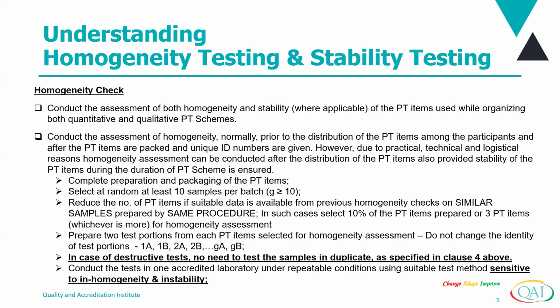Now, in the case of textile material, we have to cut the portion from the center of that textile material, and it can be categorized like 1A, 1B, 2A, 2B. So 5 pieces of the items are sufficient, which in other words could be 2 into 5 as a duplicate, or 5 into 2 as a duplicate. 5 PT items are sufficient for the purpose of textile PT schemes.